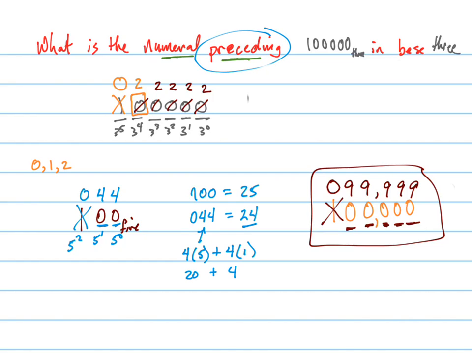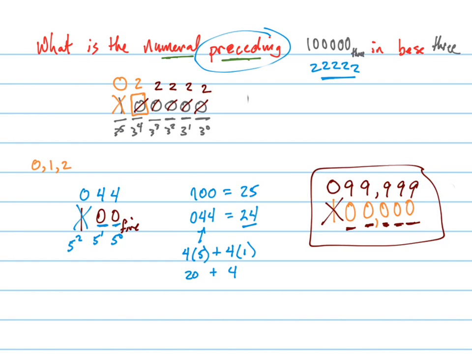That's the whole point behind this numerical base concept: you can have any base you want, and they just work differently than what we're used to. They follow similar patterns. So what's the number preceding it? It's 2, 2, 2, 2, 2. Five 2s. That's the number preceding it.